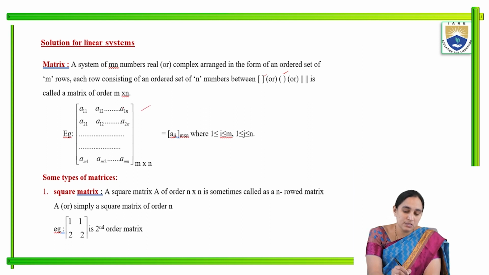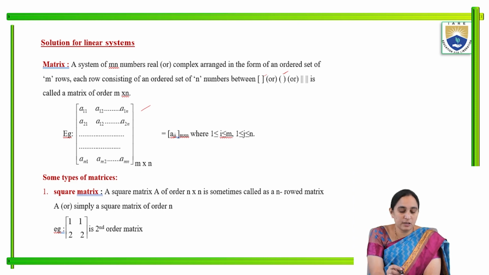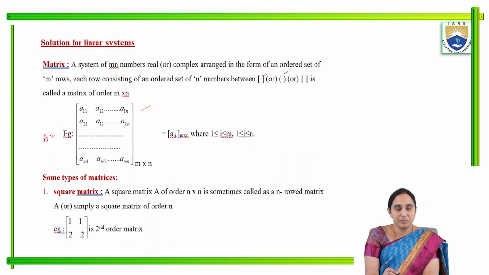Here we have m rows and n columns. Write it as m by n. Here i takes values between 1 to m and j takes values between 1 to n. Some types of matrices are there. Before going through the types of matrices, we define the matrix with the capital letter A. Now, some types of matrices.